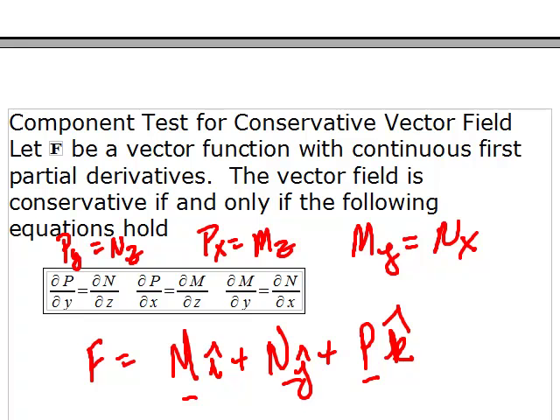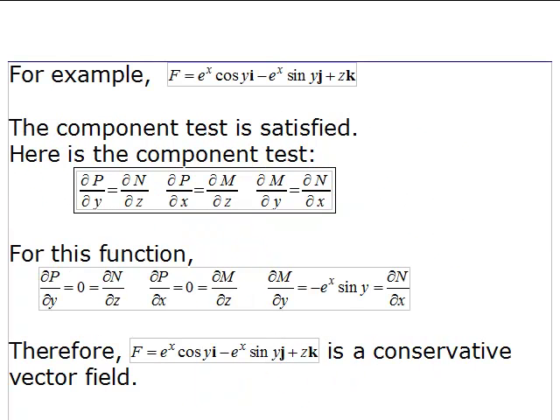All you do is look at the vector function that you're talking about. So here's an example. Let's say we have this vector function, e to the x cosine y in the i direction minus e to the x sine y in the j direction plus z in the k direction. We want to know, is it a conservative field? So we apply the component test. We take the derivative of p with respect to y and compare it to the derivative of n with respect to z. Well, here's p. Its derivative with respect to y is 0. The derivative of n with respect to z is 0. They're both equal. Okay, so this one's okay.